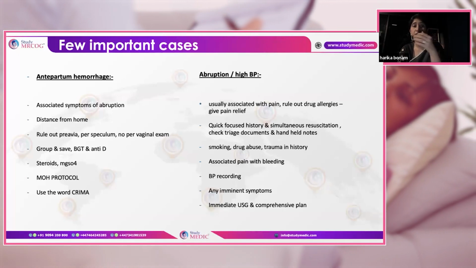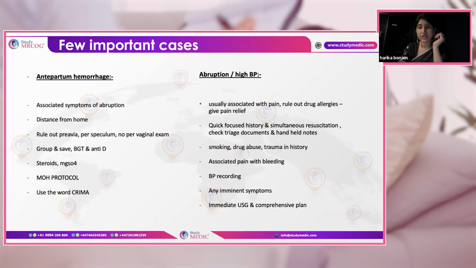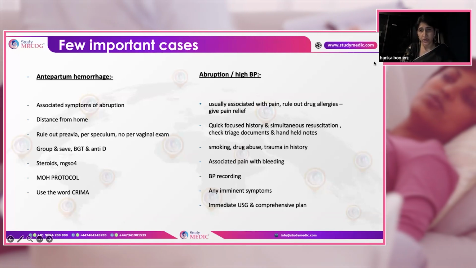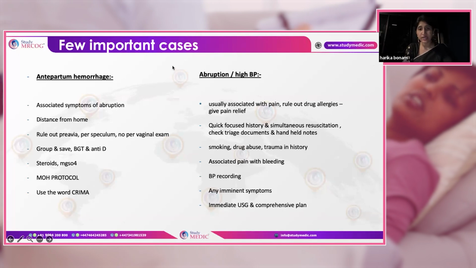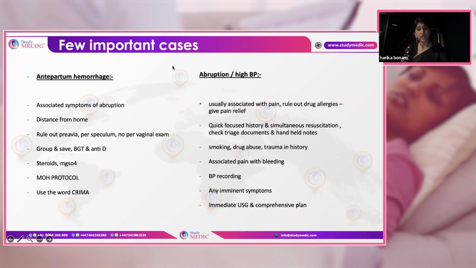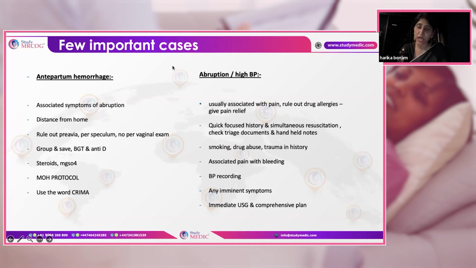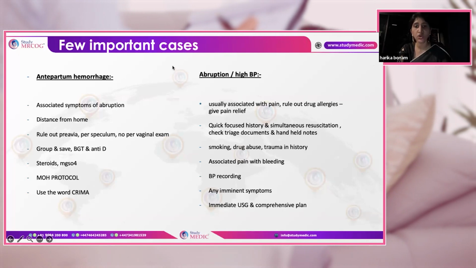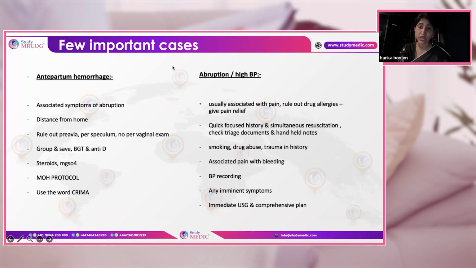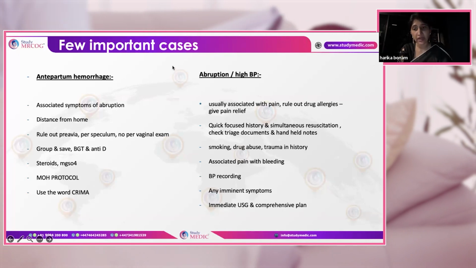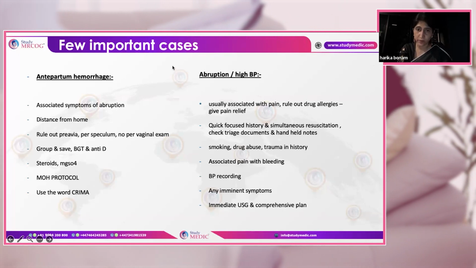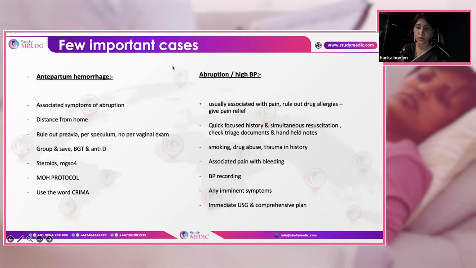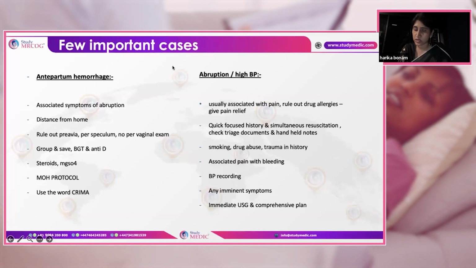Now, coming to the abruption patient, especially with high blood pressure: they are usually associated with pain. So first rule out drug allergies and then give pain relief. Then take only a relevant focused history and do simultaneous resuscitation. Ask the basic important things, and then check her triage documents and the handheld notes, which contain the rest of the history. In abruption, smoking is a risk factor, drug abuse is a risk factor, and trauma is also a risk factor. So please do ask about these three things.